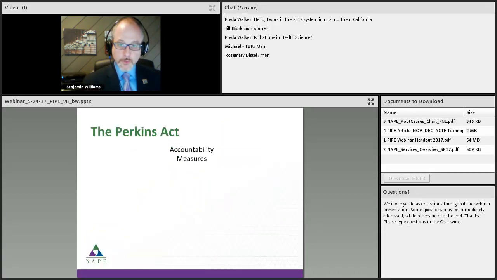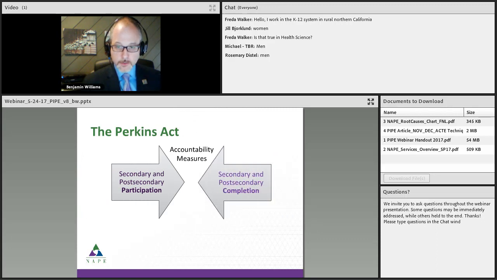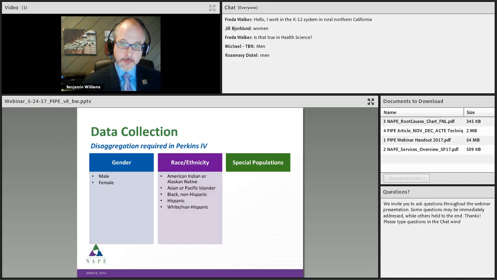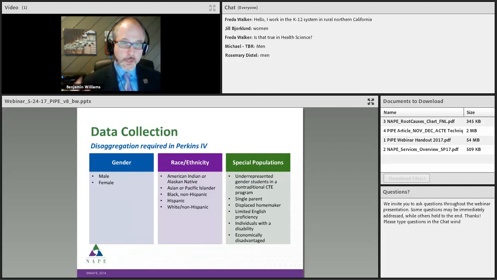And so with Perkins, when we set these targets, when we're looking to meet these targets, it gives us the opportunity to look closely at data, disaggregated by gender, disaggregated by race and ethnicity, and also disaggregated by what we call in Perkins special populations, which include students who are pursuing programs that lead to non-traditional occupations, as well as students who are considered economically disadvantaged, students with disabilities, those who are English language learners, displaced homemakers, and single parents.